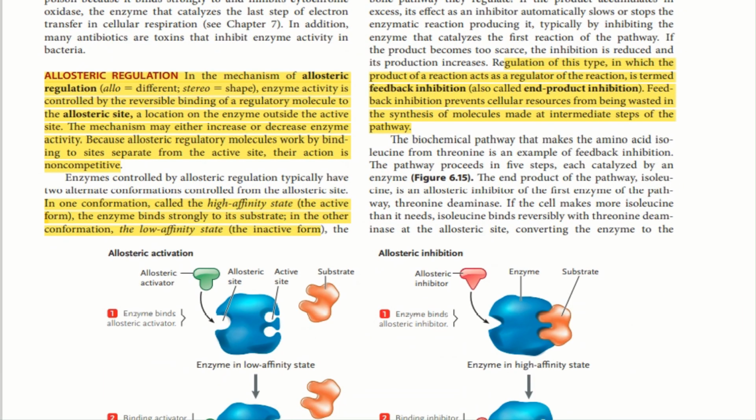Regulation of a type in which the product of a reaction acts as a regulator of the reaction is termed feedback inhibition, also called end product inhibition. Feedback inhibition prevents cellular resources from being wasted in the synthesis of molecules made at the intermediate steps of the pathway.